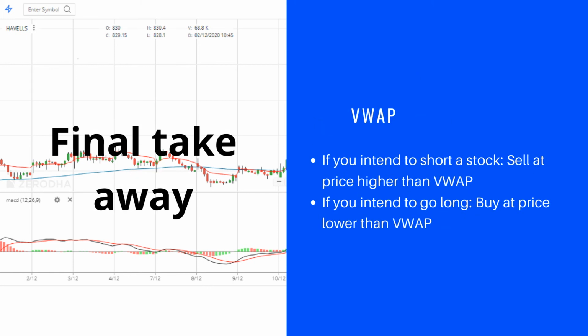And if you intend to short a stock, it is considered an efficient practice if you short the stock at a higher price than VWAP. Likewise, if you intend to go long on a stock, it is considered an efficient practice if you go long at a price lower than VWAP.